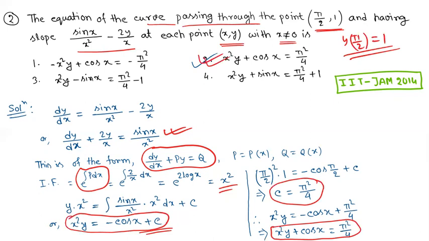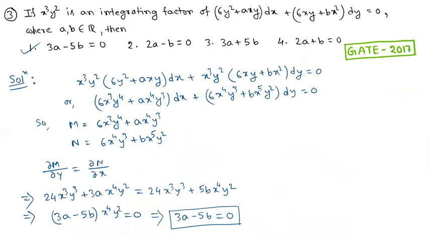Now question number 3. If x cube y square is an integrating factor of this differential equation, then here a and b are unknown and 4 options are given. Here x cube y square is the integrating factor, so if we multiply the given differential equation by the integrating factor, then the differential equation becomes exact. So we multiply x cube y square with the differential equation and we get the result.